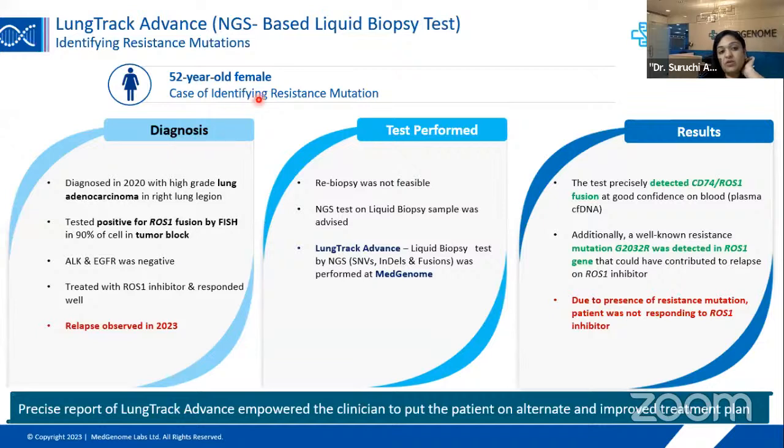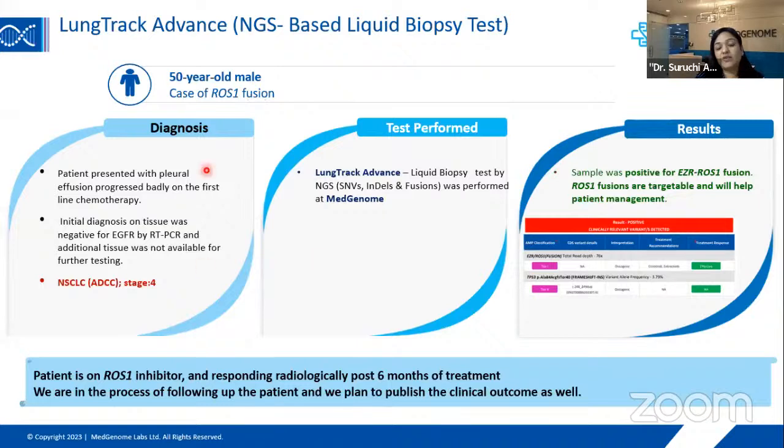She is a 52-year-old female, and she was found with ROS1 fusion by FISH in 90% of cells in tumor block. She was treated with ROS1 inhibitor, responded well, however relapsed. And when we did liquid biopsy, CD74-ROS1 fusion was identified, plus G2032R. This is a resistance missense mutation in the ROS1 gene, which could have contributed to the relapse on ROS1 inhibitor, was also found. Similarly, this case is like one of the first cases when we started doing fusions on liquid biopsy.